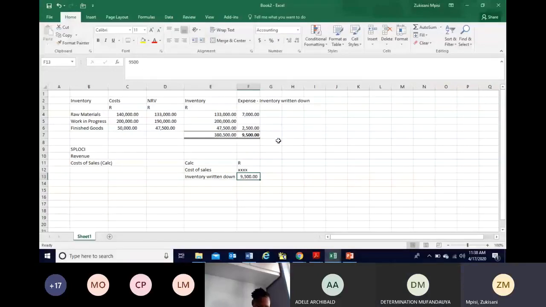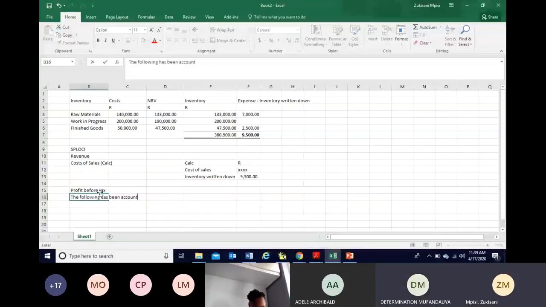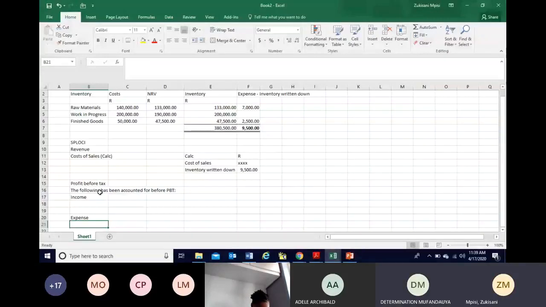That is the 9,500. If you were asked to do the profit before tax note, so in your profit before tax note, you will have the statement here that says the following has been accounted for before profit before tax, and then you will have your income, and then you will have your expenses. Under your expenses, this is where now you will show your inventory written down, which will be equal to 9,500.